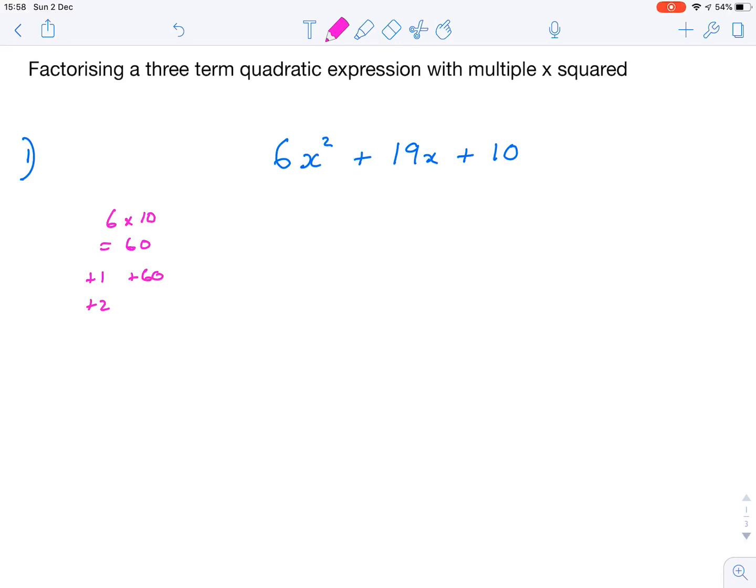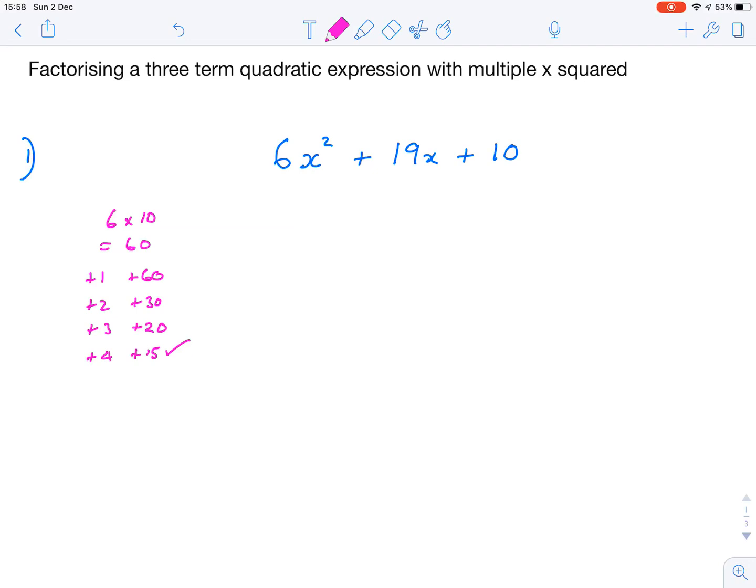Plus 2 times plus 30. Plus 3 times plus 20. And I'm keeping my eye out what these add up to each time. 61, 32, 23. Could have plus 4 times plus 15. And that's the pair I want. Plus 4 and plus 15 add up to plus 19.